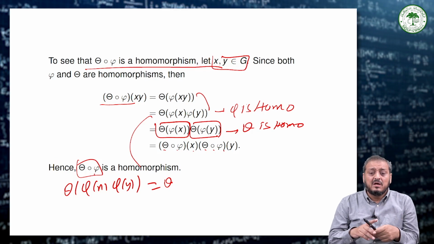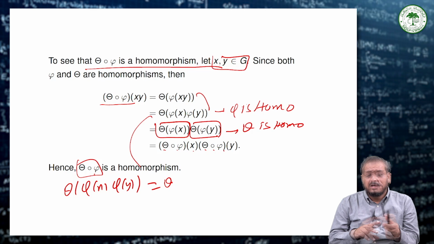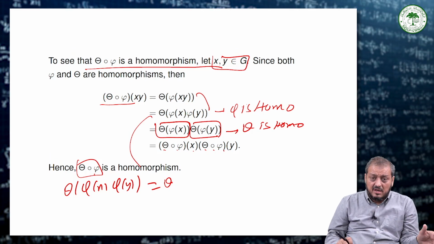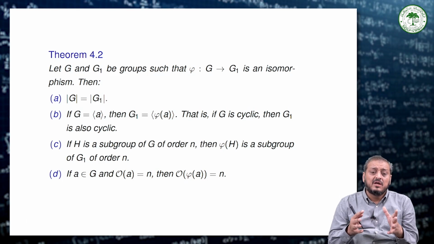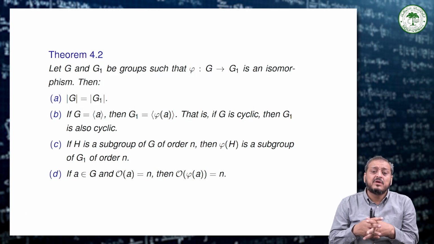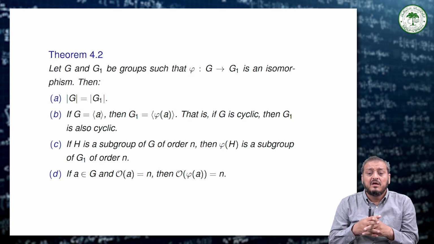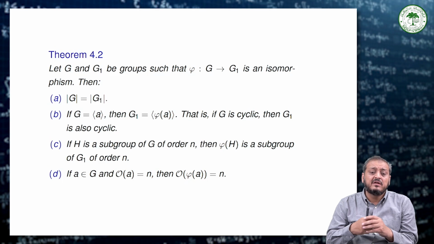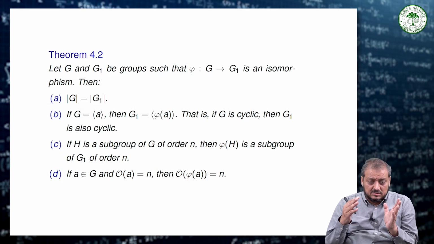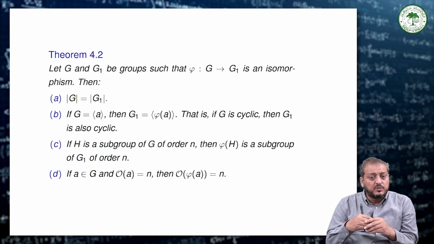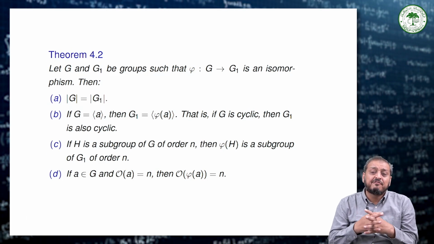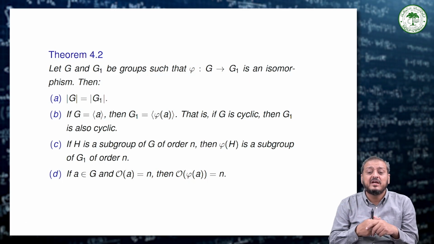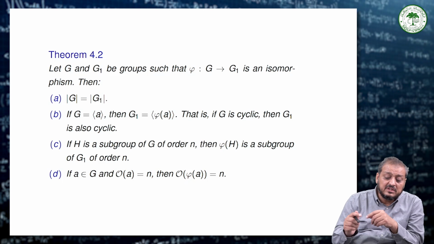Now let's look at some other properties of isomorphism. We have these theorems. Let G and G1 be groups such that phi from G to G1 is an isomorphism. Then the order of G and the order of G1 are the same, and if G is generated by A, then G1 is also generated by phi of A. That is, if G is cyclic, then G1 is also cyclic.